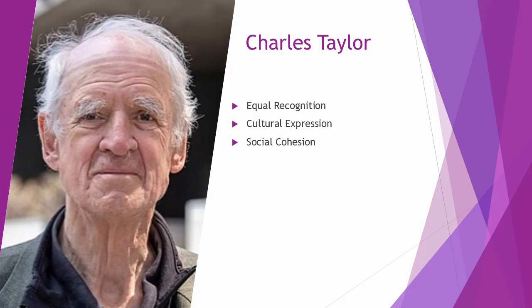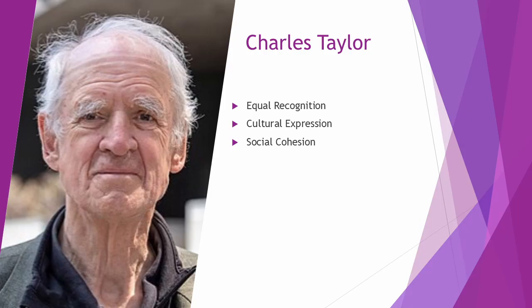Charles Taylor's view on society is that mutual recognition strengthens social cohesion and prevents alienation. Charles Taylor's view on the state is that it should promote equal recognition and protect cultural expression through inclusive policies. Charles Taylor's view on politics of recognition is that recognition of cultural identity is essential for individual dignity and equality. Charles Taylor's view on culture and identity is that identity is formed through dialogue and acknowledgement within a cultural context.